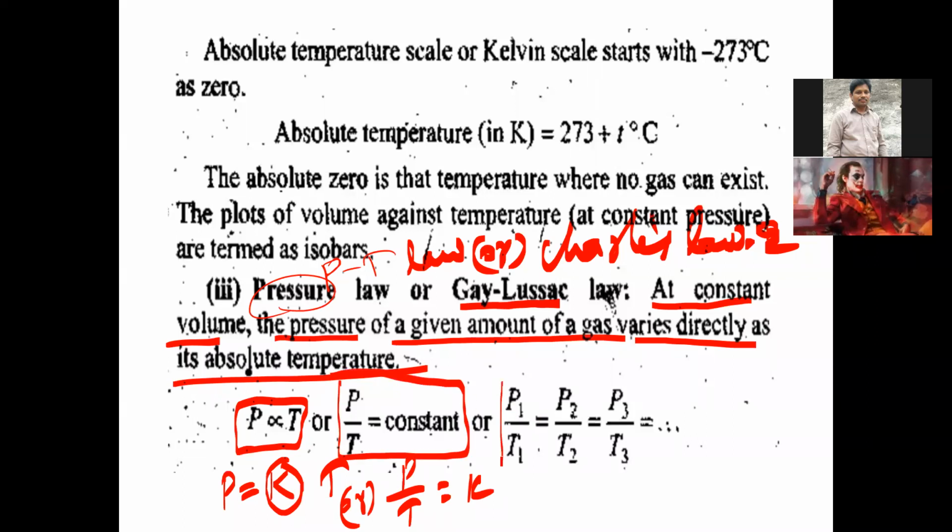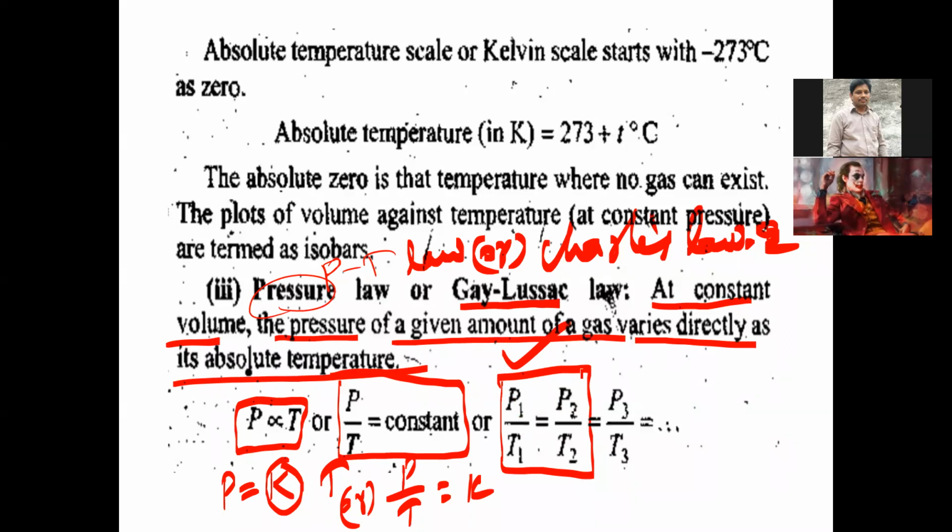Therefore, if you take the initial conditions P1, V1 and the final conditions P2, V2, then P1 by T1 initially is equal to P2 by T2 finally. That means the ratio of P1 to T1 is equal to the ratio of P2 to T2. This is the important equation for Gay-Lussac's law, or Charles law 2, or the pressure temperature law.